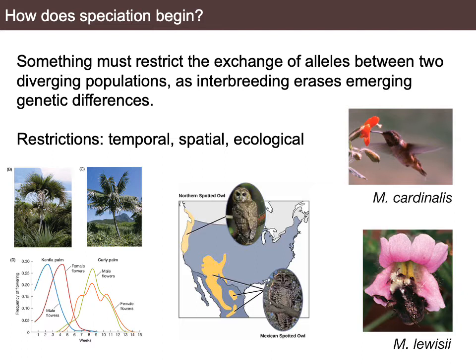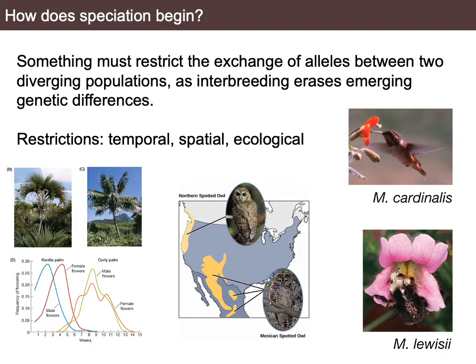And we've talked about temporal restriction to allelic exchange in the palm example, spatial examples in the case of the owls, or ecological restriction or isolation of these populations in the case of these mimulus flowers and their pollinators.